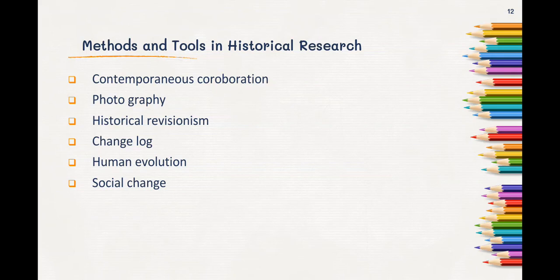So we have some methods and tools in historical research. Number one is contemporaneous corroboration. So it is further support provided by the existing evidence about the past events. It is a powerful method used to establish facts beyond their limited lifespan. Second is photography. So it is a methodological tool for collection of all known information about individuals in a given period.